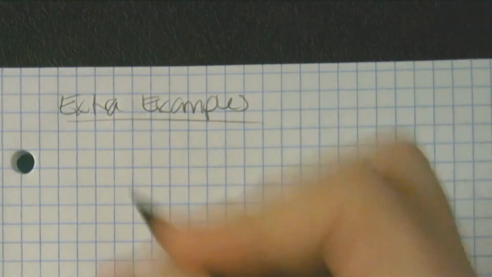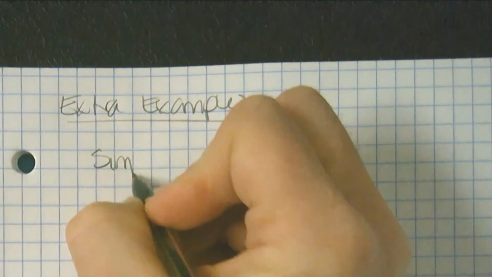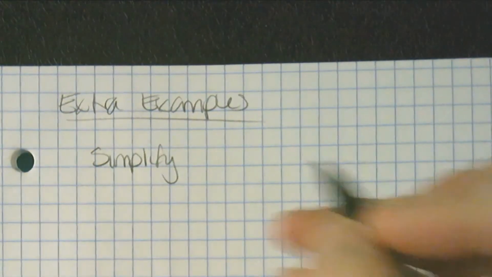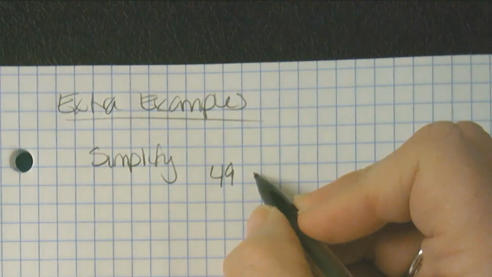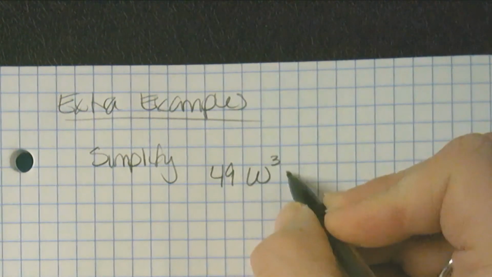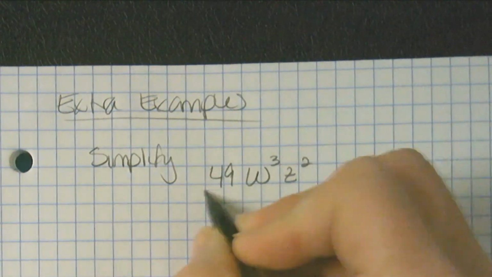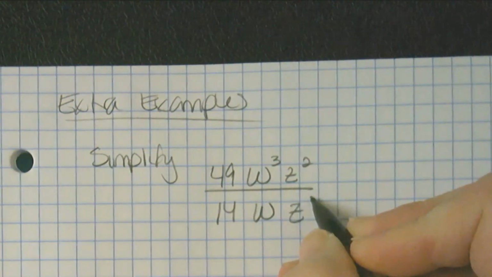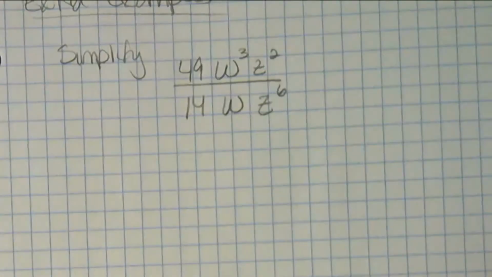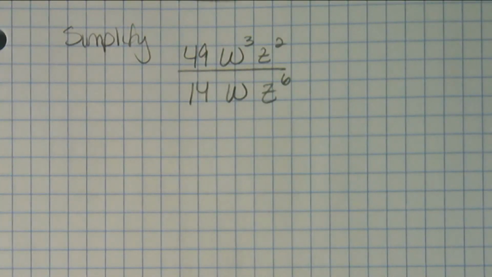All right, so let's do some negative power rules. So I want you guys to simplify 49 w to the 3rd z to the 2nd divided by 14 w z to the 6th. All of you simplify that, please. You have to use your power rules. Do not write this out in expanded form. Go ahead. When you're done, check with someone sitting next to you.